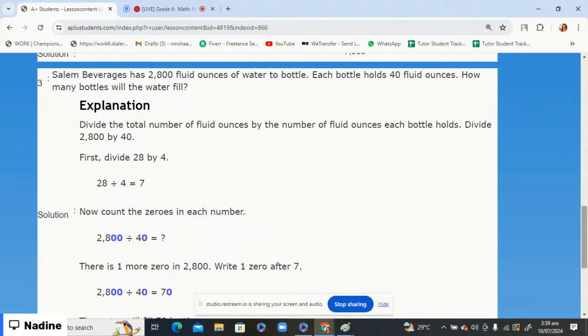28 divided by 4. First of all, let me tell you, 4 times which number is 28? 4 times 7 is 28. How many zeros are cancelled? There is one zero with the 40 and two zeros in the 2,800. So one zero is cancelled, and only one zero is left. So it means that 70 is the answer.